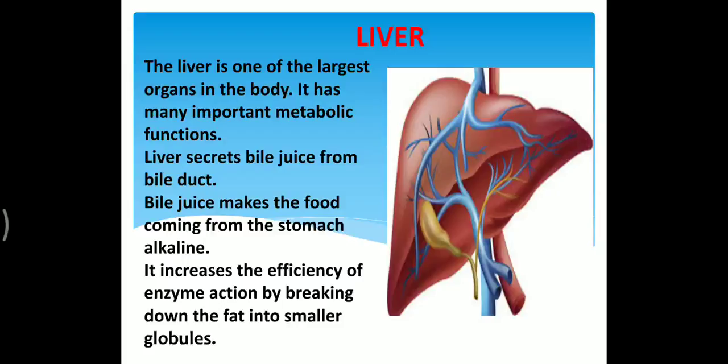Next, the liver. Let us study the liver, and it releases some juice. The liver is one of the largest organs in the body. It has many important metabolic functions. What are those? The liver secretes bile juice from the bile duct. Bile juice makes the food coming from the stomach alkaline. From the stomach it is coming acidic. Here the bile juice goes and makes it alkaline, basic. It increases the efficiency of enzyme action by breaking down the fat into smaller globules.